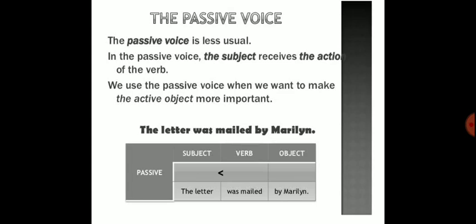The passive voice is less usual. Most of the time the active voice is used in sentences. In the passive voice, the subject receives the action of the verb. We use the passive voice when we want to make the active object more important. Now, how to recognize the passive voice? Sometimes a sentence in passive voice doesn't necessarily sound wrong.